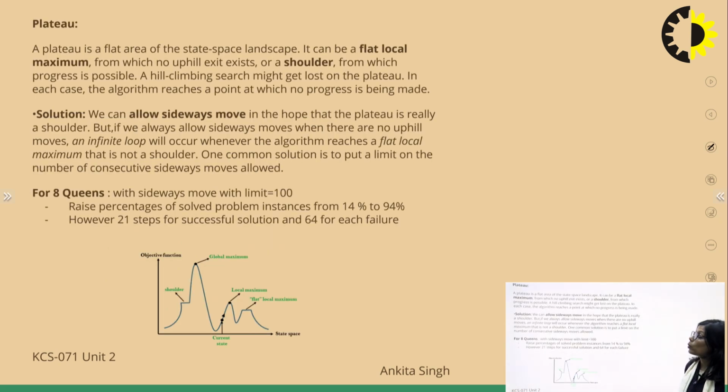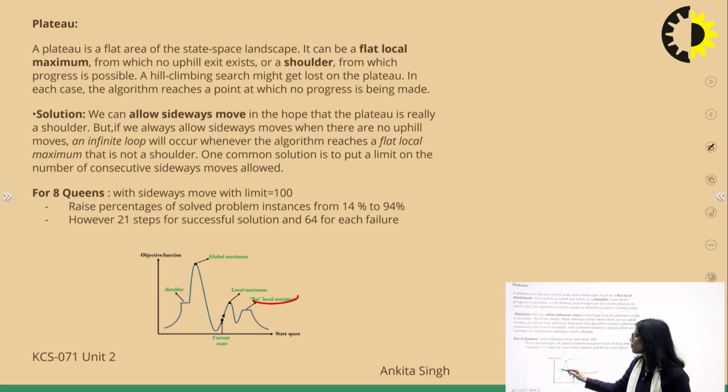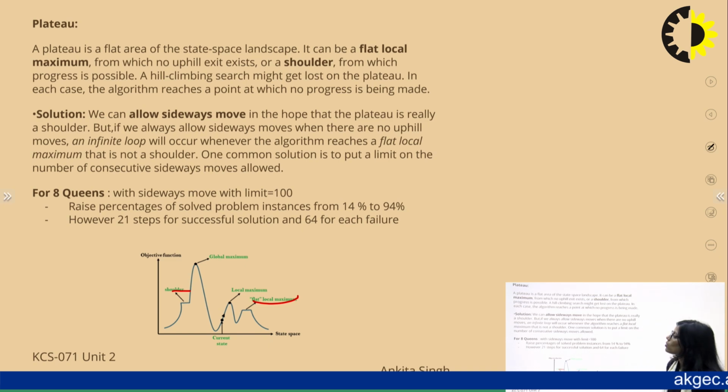Next, a plateau. A plateau is a flat area of the state space landscape. There are 2 types of plateau. First is the flat local maxima and another one is the shoulder. It can be a flat local maxima from which no uphill moves are possible. So if I am over here, there is no uphill move. All the values are the same as mine. So I won't be able to jump to the next node.